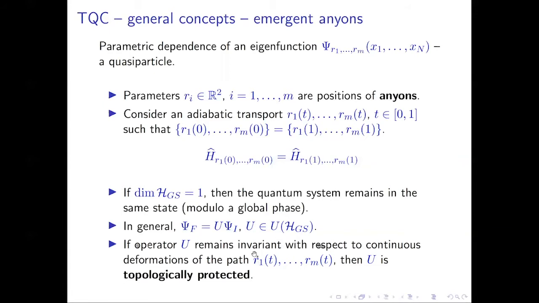So what happens along the path R1(t), ..., Rm(t)? They could have exchanged on the way, right? Because you are looking at them as sets. If they have exchanged, then this operator U tells us what happens to the wave function when the anions have exchanged. And it can be quite arbitrary. This is why you have anions here. If these are bosons, you would always have U equal to identity. Fermions, it's always -1. Anions, it's an arbitrary transformation.